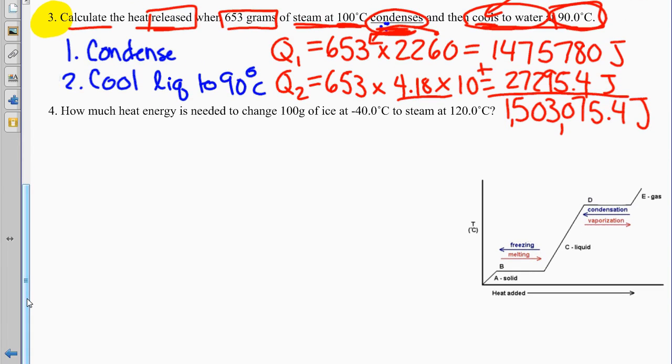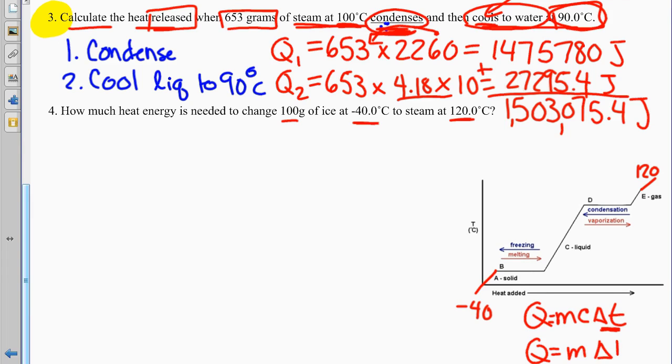All right, here we go. Big one here. How much energy is needed to change 100 grams of ice at -40 to steam at 120? So I am all the way down here, ice at -40, and I want to be steam at 120 degrees Celsius. Remember, we have two things. Q is equal to mc delta T if I am in a state and changing temperature, and I have Q is equal to m delta H, which are the given numbers if we are melting or freezing or we're on a flat line or condensing or vaporizing.